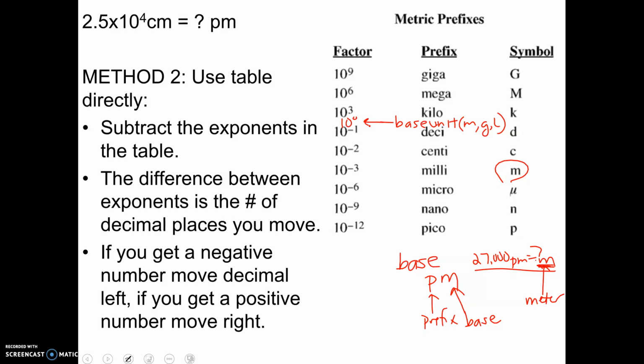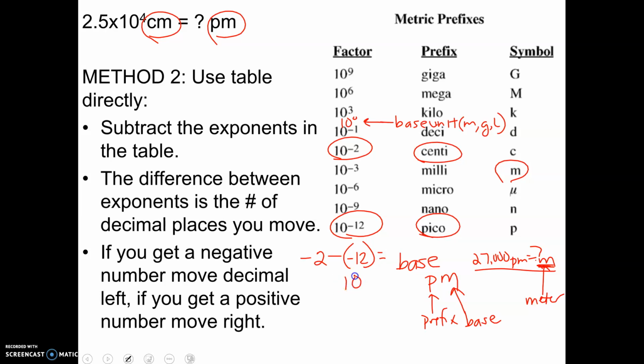All right, so watch how easy this method is going to be. I'm converting from centi to pico. So I'm going to find centi. I'm going to find pico. And I'm literally going to subtract the exponents. So centi first, because that was the first one. So minus 2 minus pico, the exponent is negative 12. So negative 2 minus negative 12. If you work that out, your answer is going to be 10.